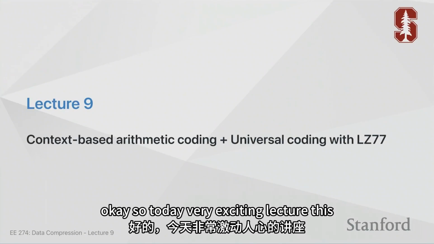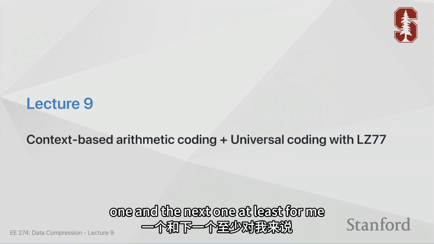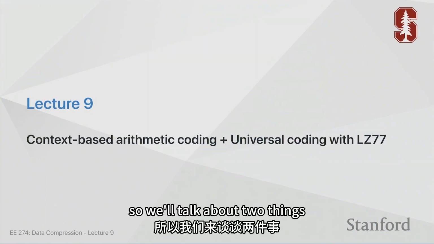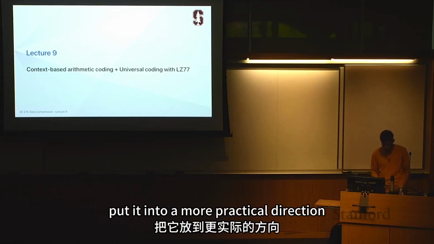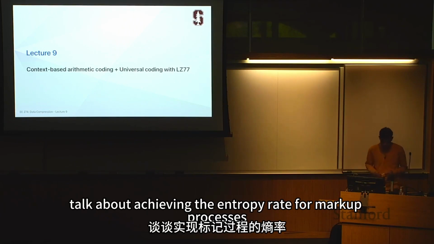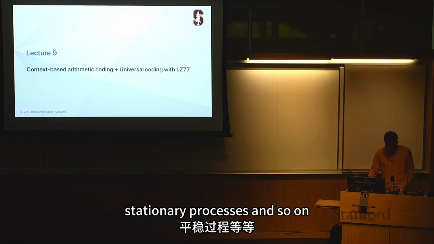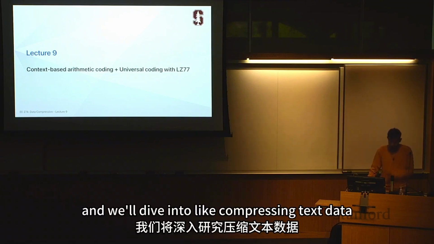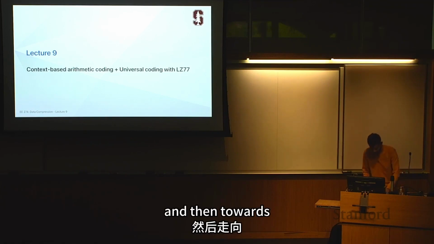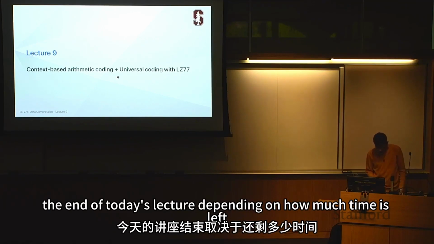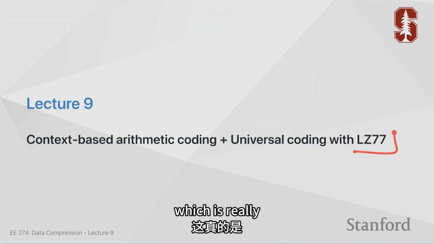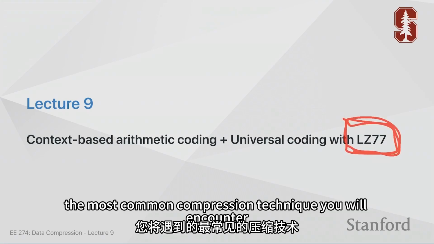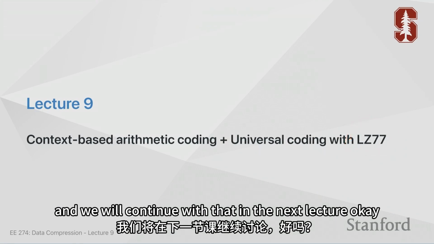Okay, so today, very exciting lecture, this one and the next one, at least for me. We'll talk about two things. We'll continue the discussion from last time, put it into a more practical direction, talk about achieving the entropy rate for Markov processes, stationary processes, and so on. And we'll dive into compressing text data. And then towards the end of today's lecture, depending on how much time is left, I will start with LZ77, which is really the most common compression technique you will encounter. And we will continue with that in the next lecture.